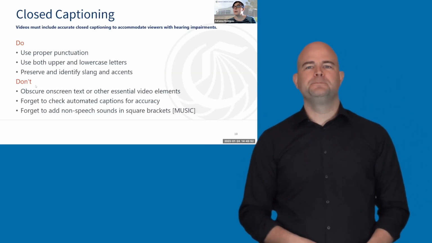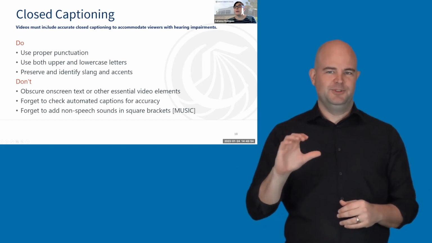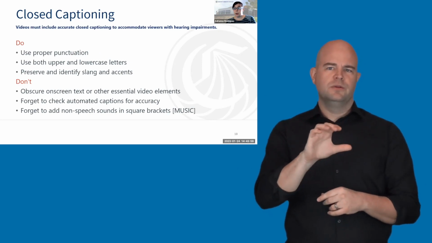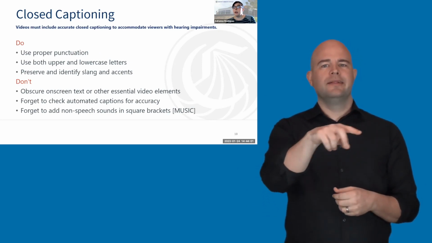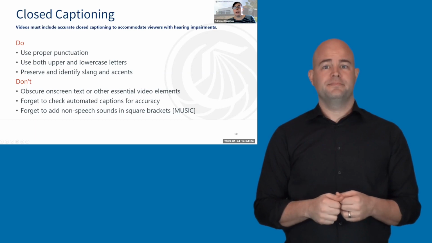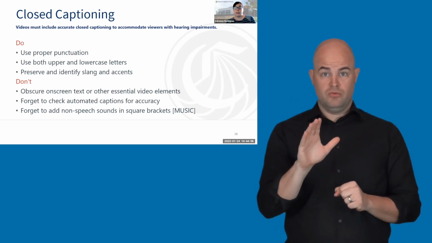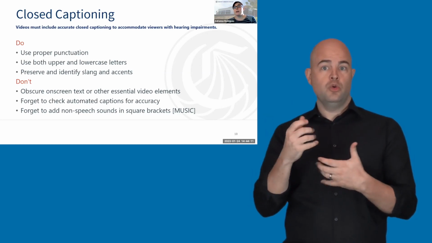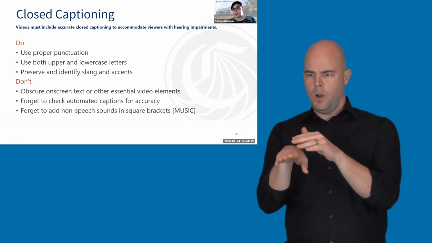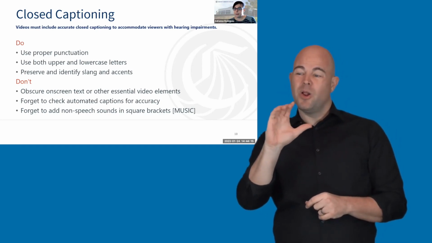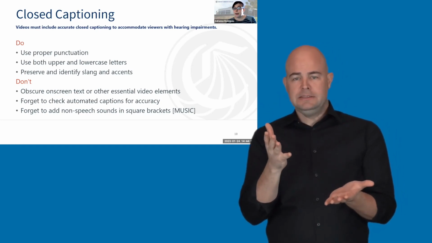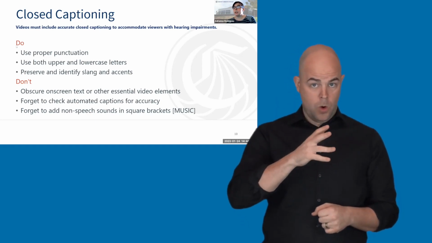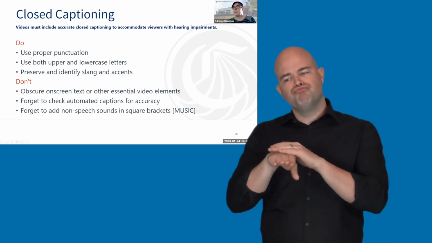All right, so closed captioning. Any video that's posted must include accurate closed captioning, and that's to accommodate viewers with hearing impairments. So if you're creating your own video, for example, in Canvas Studio, you'll want to make sure to generate the captions and then go in and correct them where necessary, because auto captioning is imperfect. It's pretty good, but it's not perfect. So anytime you're generating your own captions, you want to make sure you're going in and correcting them where necessary.